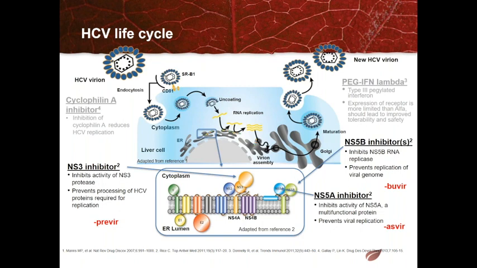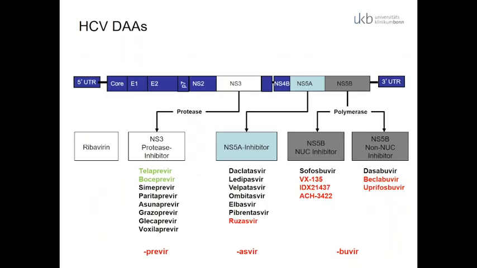Looking at the hepatitis C life cycle gives you an idea of the different steps within the replication cycle where you may interfere and have pharmacological targets for drug development. The main drug classes which have been developed were first the protease inhibitors, which inhibit the activity of the NS3 protease. The protease is needed for processing of HCV proteins required for replication. And all these drugs end with -previr. So the first drugs, telaprevir, boceprevir, you can tell these were NS3 inhibitors because of the ending being -previr. NS5A inhibitors, which are now commonly used in combination with protease inhibitors, end with -asvir, and then you have the NS5B inhibitors, -buvir, like sofosbuvir or dasabuvir.